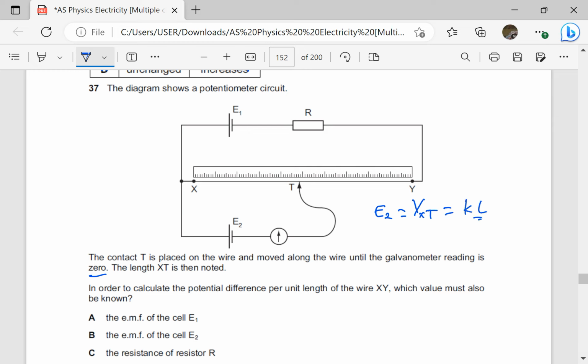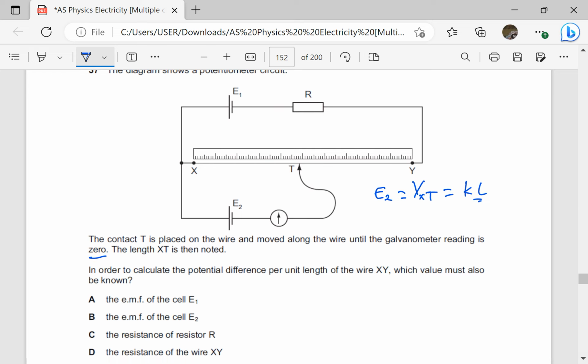In order to calculate the potentiometer's potential difference per unit length, that is PD per centimeter of the wire XY, which value must also be known? So to find the PD per unit length of the wire XY, we need to know E2, because E2 is going to be the PD across XT, which is the same as the PD per unit length times length L. So our answer is going to be the EMF E2, because the PD across the wire when there is balance is the same as the EMF of that cell.